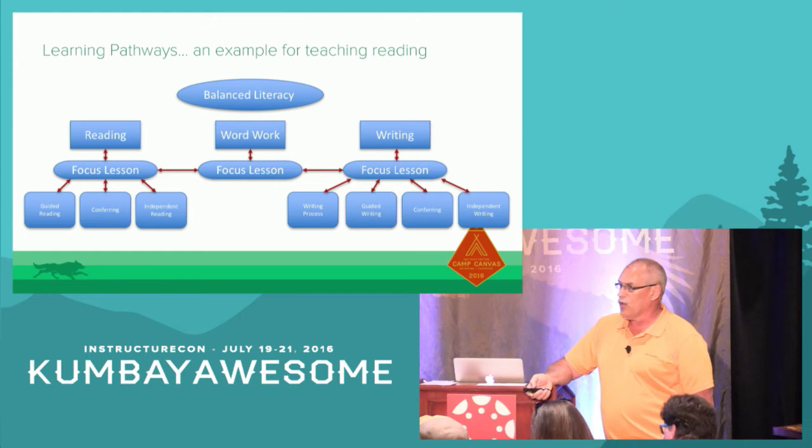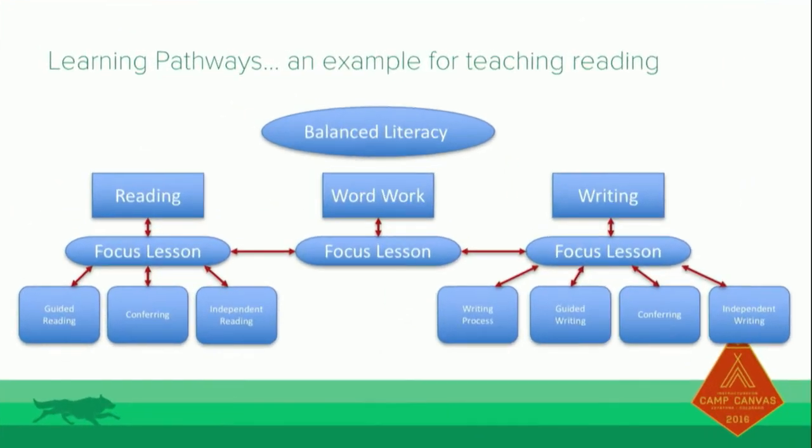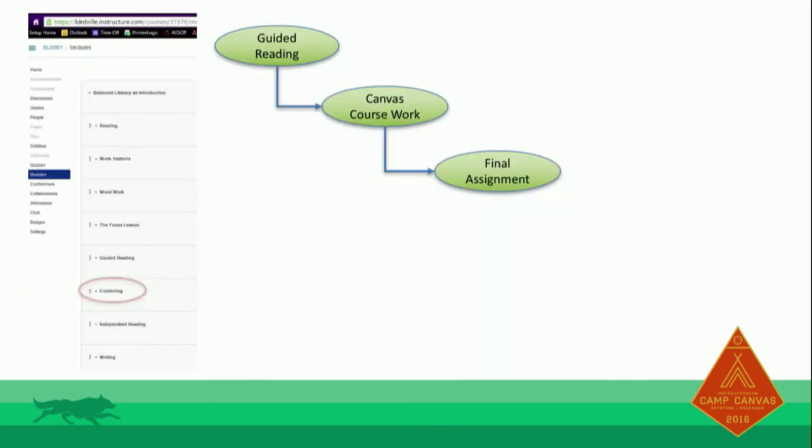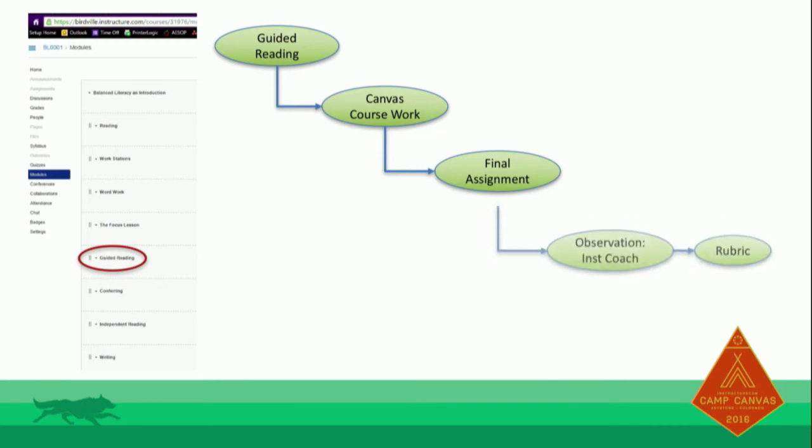Here's an example of a learning pathway for a teacher for elementary reading, setting up a balanced literacy classroom. So what we would do, C and I would come over and say, okay, this is what we're instituting. I would help them break this apart into a Canvas course or courses. And we would start stepping through it like this. We would take one component like guided reading, and have our Canvas coursework, final assignment.